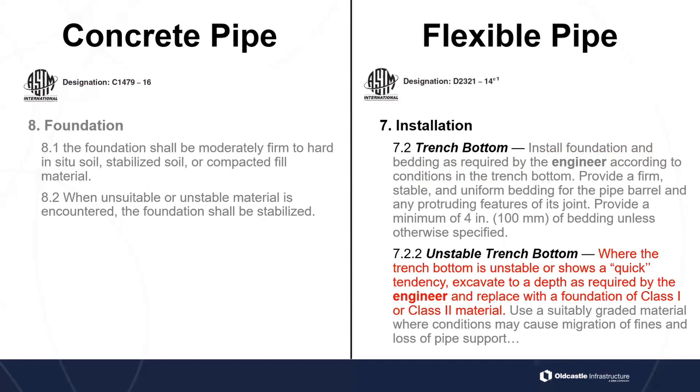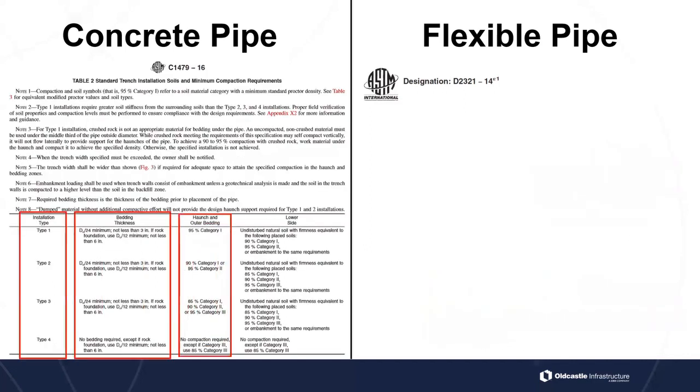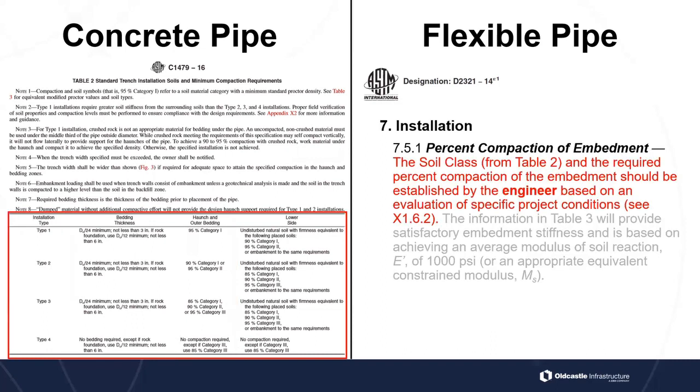Okay. So when we look at concrete pipe and our types of installation and our different types of material, what we can use for the haunch, the lower side, we've gone through these so much on what can be used on these different types of materials or types of installation. So we won't rehash that. But for flexible pipe, when we look at the percent compaction of embedment, the soil class and the required percent compaction of the embedment should be established by the engineer. Again, engineer's responsibility there, based on an evaluation of specific project conditions.